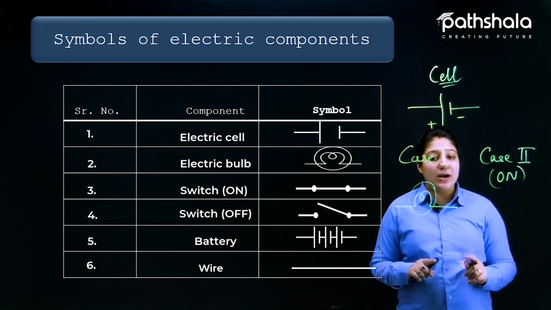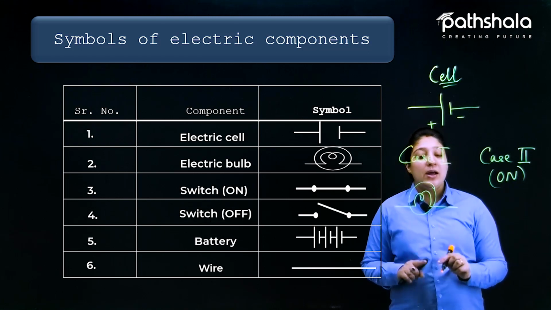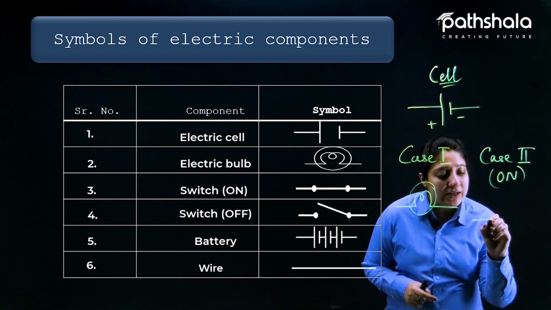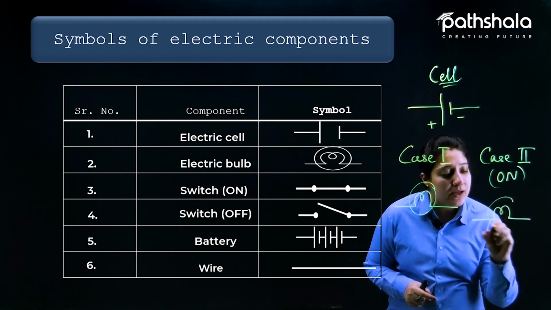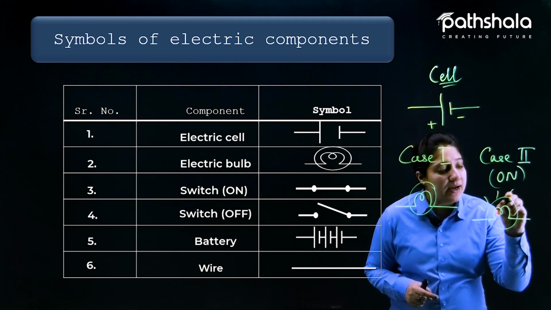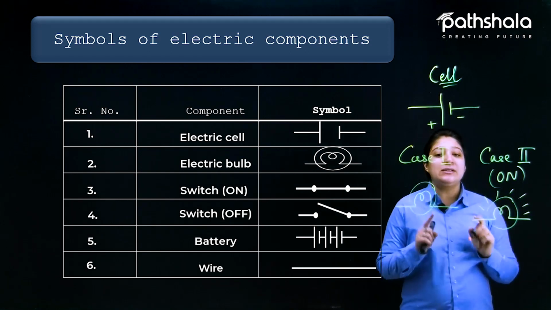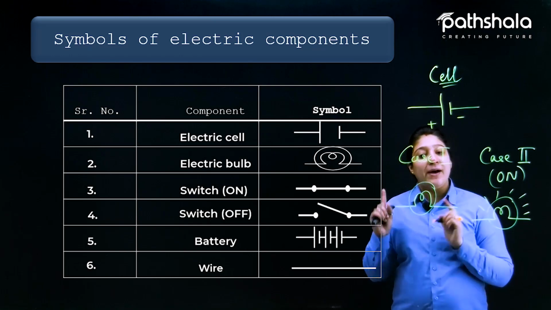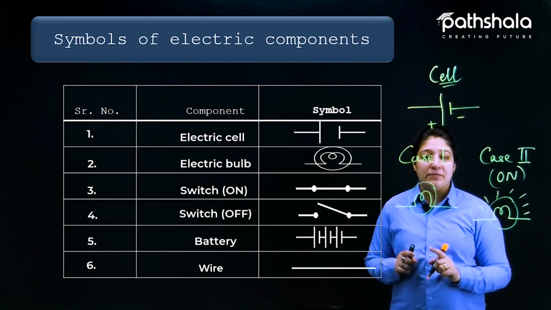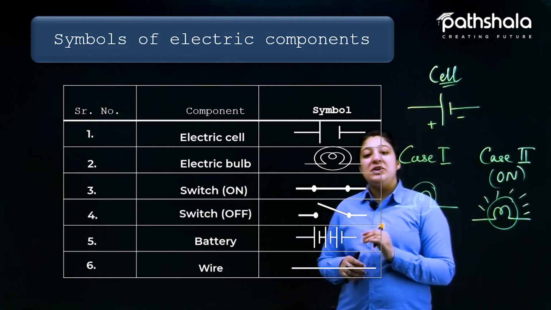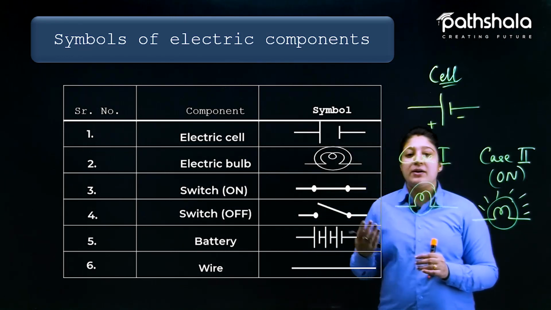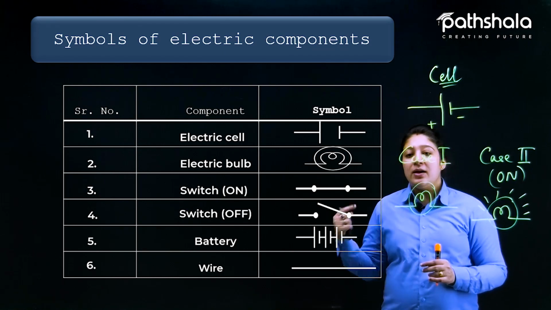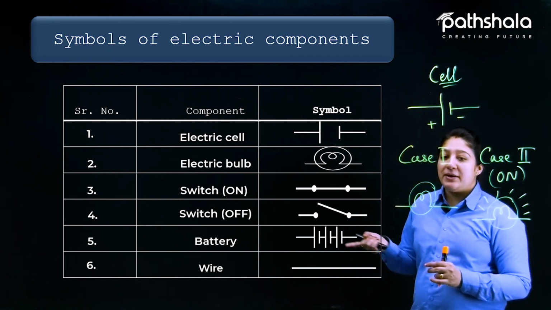In that case, what will happen? The bulb will glow. And you show that in the symbol by drawing the same symbol and adding these lines that show that the bulb is glowing. So that is how you are going to draw the electric bulb while drawing electric circuit diagrams, right? In the case of switch on or switch off, what you can do is simply join the straight line that shows switch on, as shown in this PPT here.